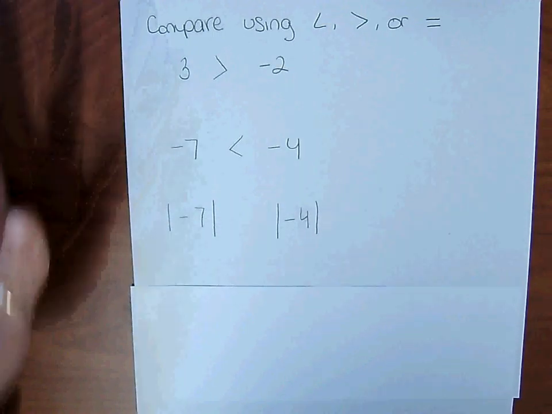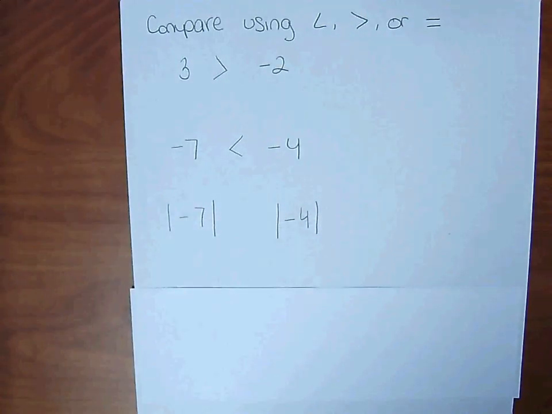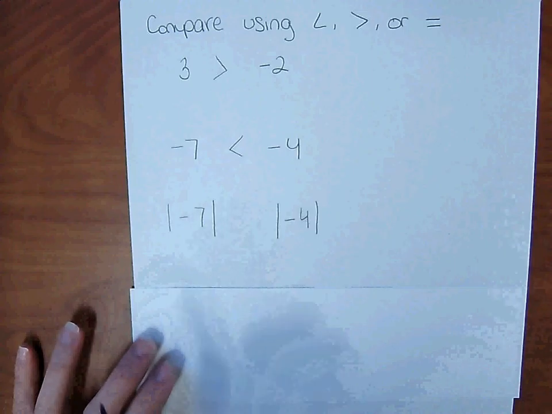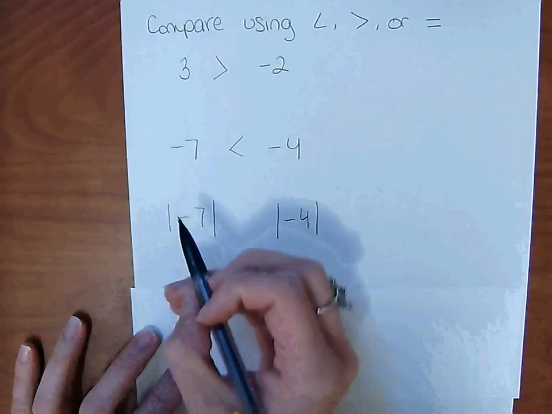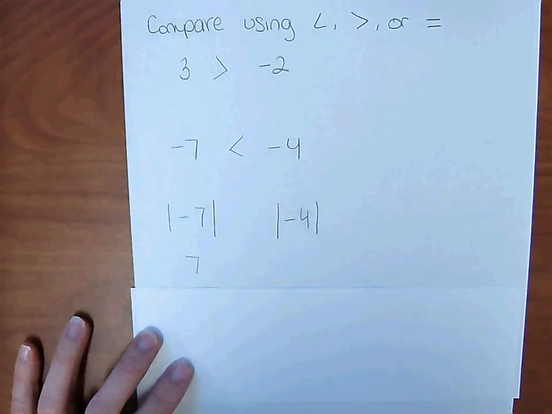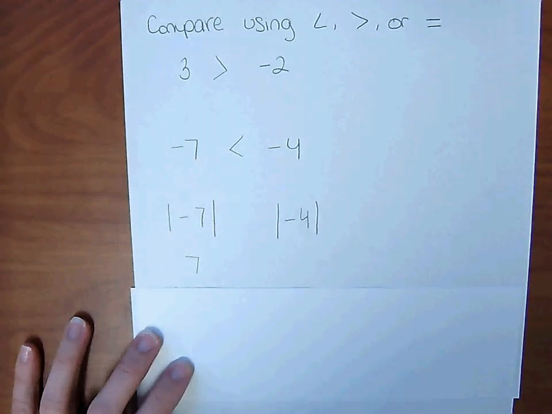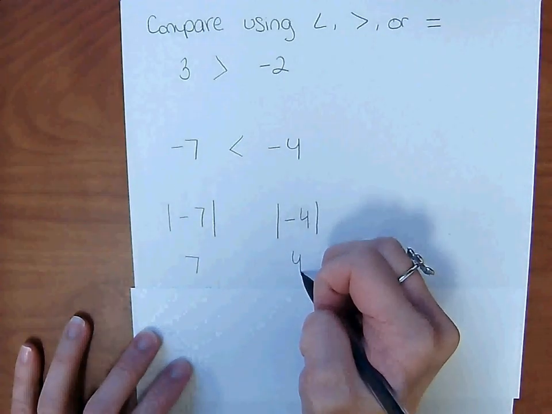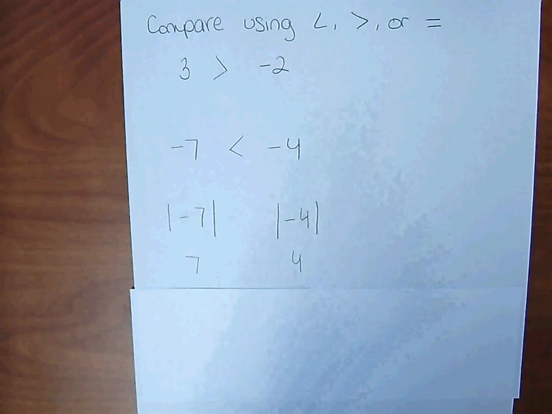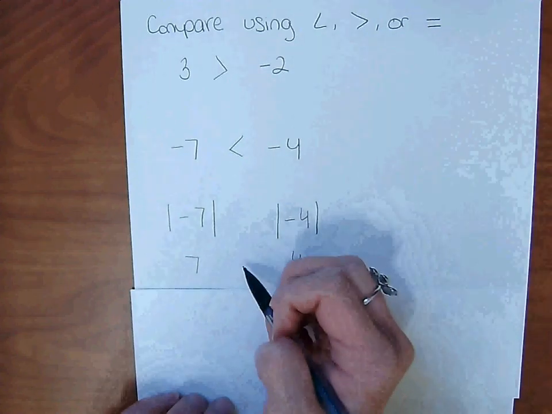So now let's find the absolute value and compare. The absolute value of -7 is 7, 7 away from 0. And the absolute value of -4 is 4. It's 4 away from 0. So compare 7 and 4. 7 is greater than 4.